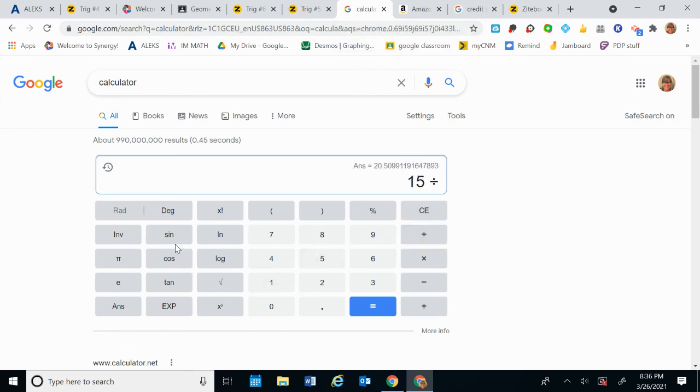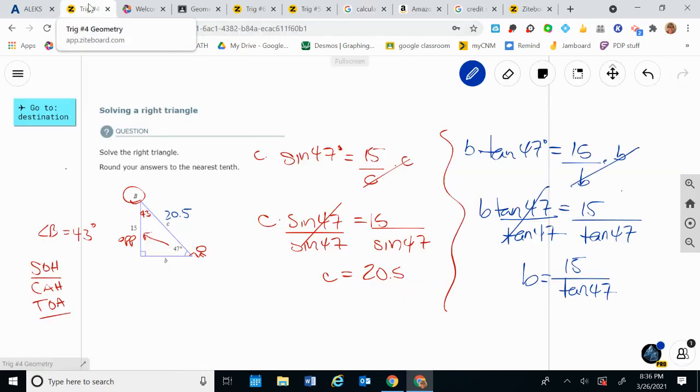15 divided by tangent 47 equals 13 point, ooh, that's going to round up to 14. 8 rounds up to 9, the 9 rounds up. So that's going to round up to 14. Okay, so B is approximately equal to 14.0. When they say the nearest tenth, oh, that's really important, you guys. When they say round to the nearest tenth, they mean round to the nearest tenth. That means you actually have to list it. If you were to just put 14, you probably would get it wrong. It has to be 14.0.